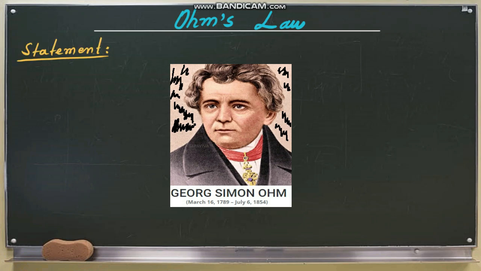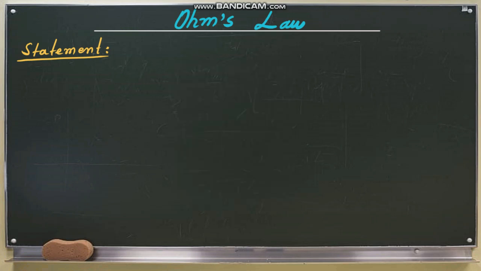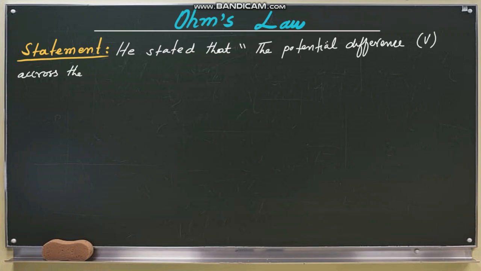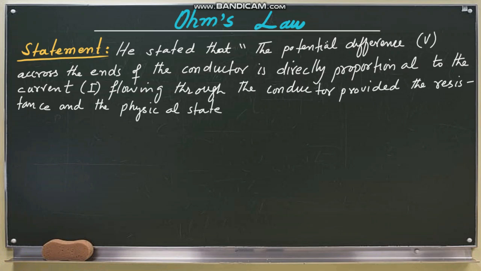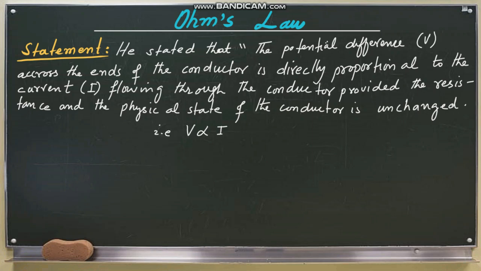A German physicist and mathematician, Georg Simon Ohm, after conducting several experiments, found that the potential difference across the ends of a conductor is directly proportional to the current flowing through the conductor, provided that the resistance and physical state of the conductor is unchanged. That is, potential difference is directly proportional to the current.